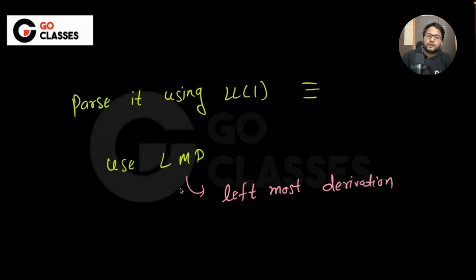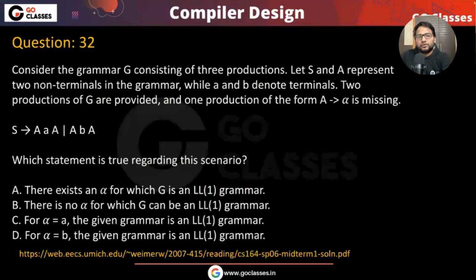Understood? Now let's go to the next question. Let's see this question. What they're saying is, consider this grammar G consisting of 3 productions. Let S and A represent 2 non-terminals in this grammar, while small a and small b denote the terminals. Two productions of G are provided and one production of the form A gives alpha is missing. So this is production number one, this is production number two.